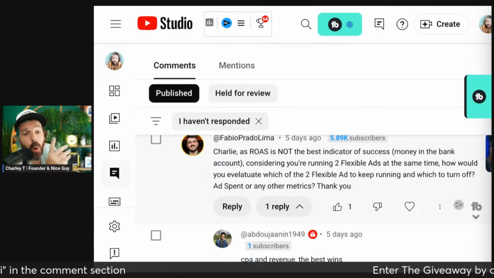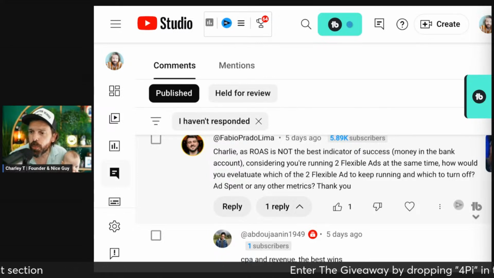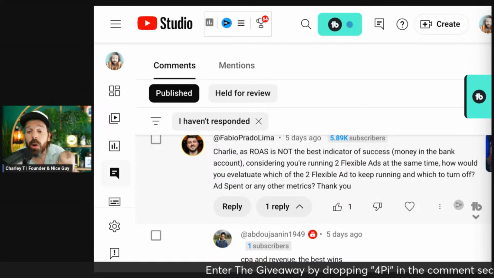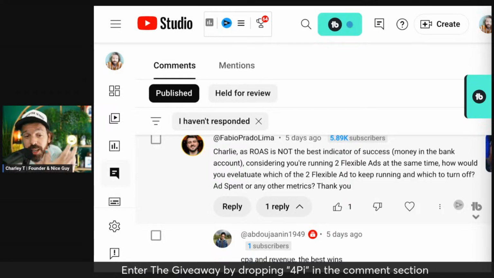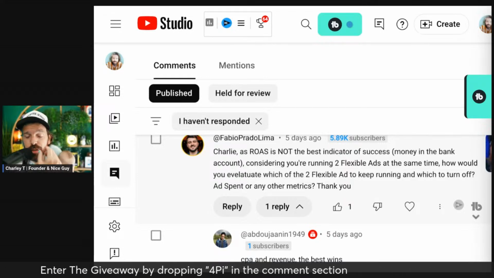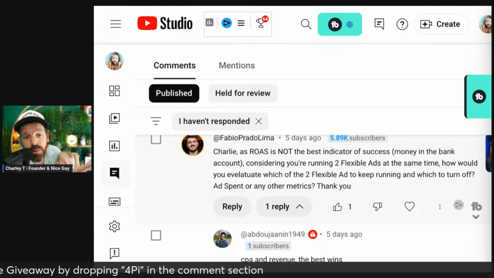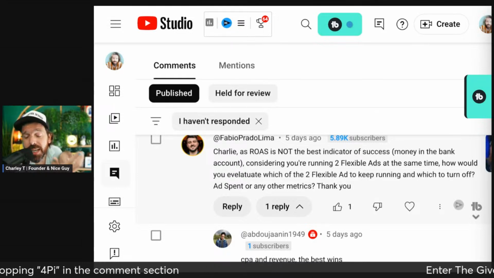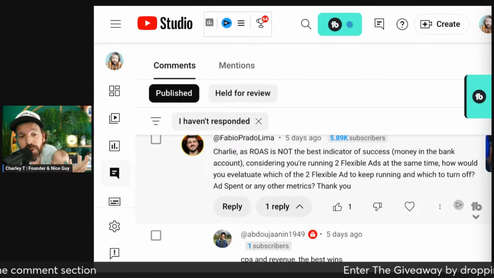What's going on? Or they'll say something else like, Facebook is stupid. It never spends all the money on the best ad. Well, if you do a 4PI analysis, you'd understand why. You'd understand that that ad is actually not scalable. Its job isn't to be the tip of the spear. It's not a prospecting ad.